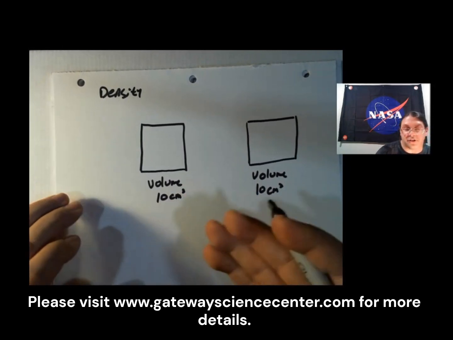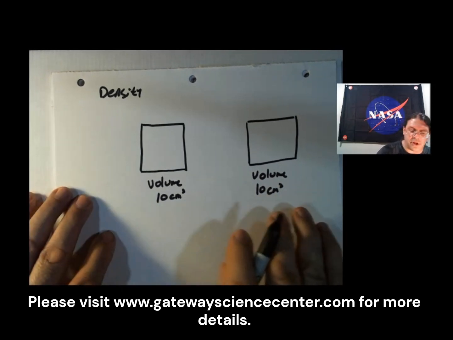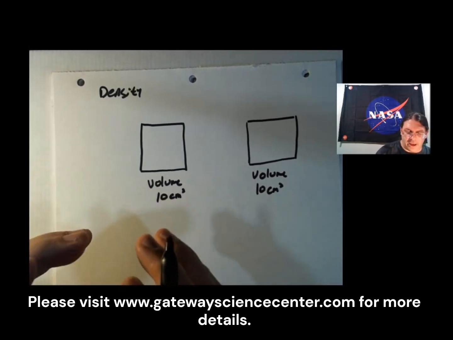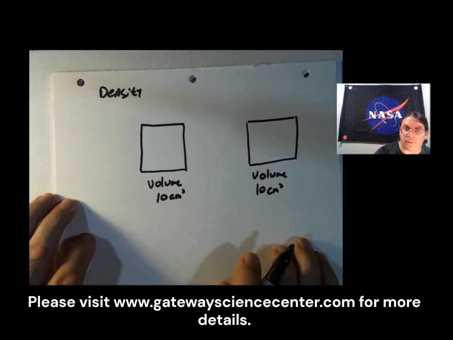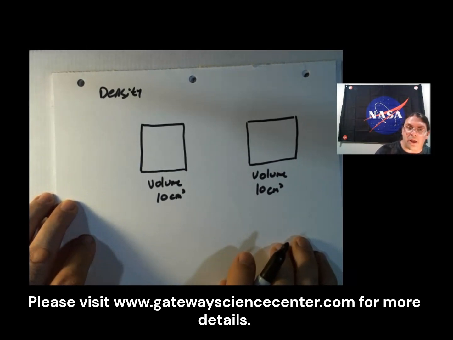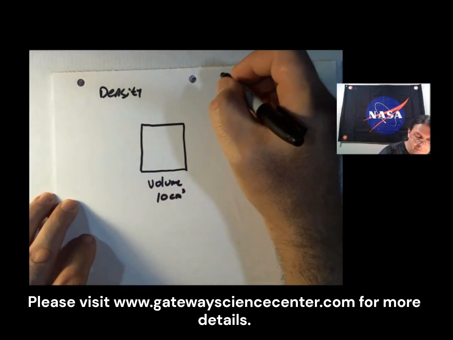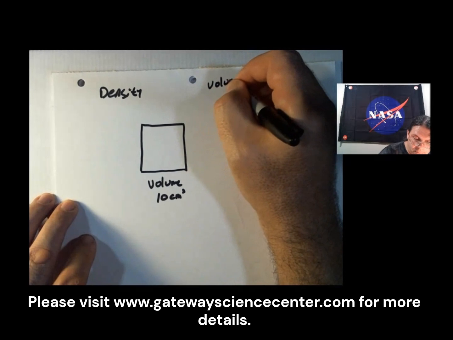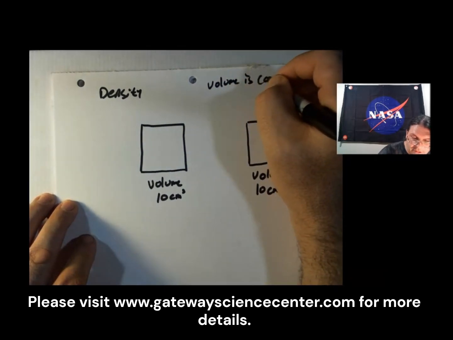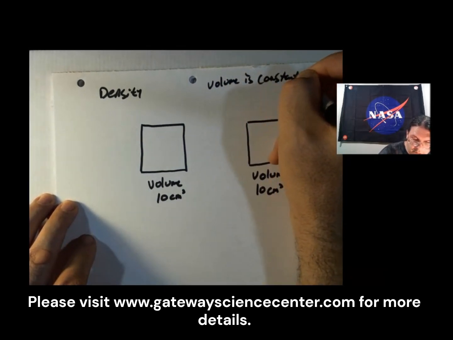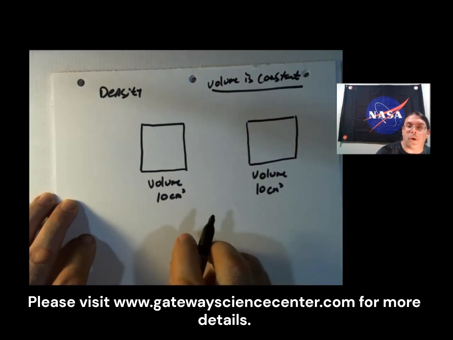So I should say the container, not the sample, our containers. So it's a cube, and it's going to be filled with material inside. Now I want to know what happens when I put mass and I change the mass. So when volume is constant, we want to know what happens here.